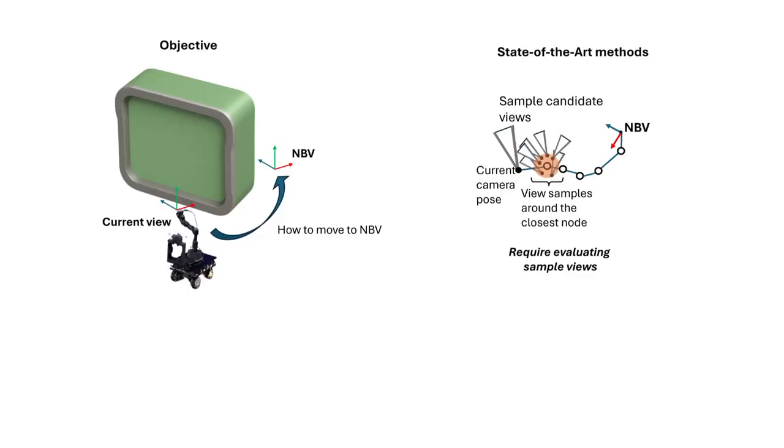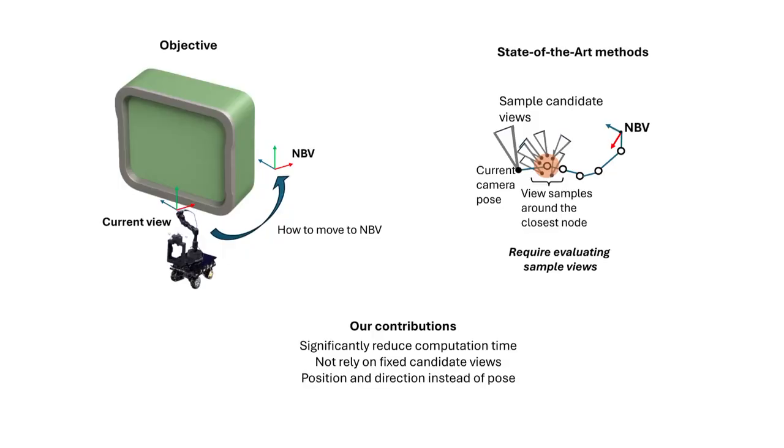Our main contributions are as follows. We propose a computationally efficient method to provide comparable object coverage and entropy performance to the state-of-the-art while significantly decreasing the computation time. Our proposed approach for increasing object coverage while moving between NBVs does not require fixed candidate views along the path for evaluation. We simplify the task by freeing up 1 degree of freedom. To achieve this, we propose a control strategy that considers only the camera position and direction, rather than its pose.